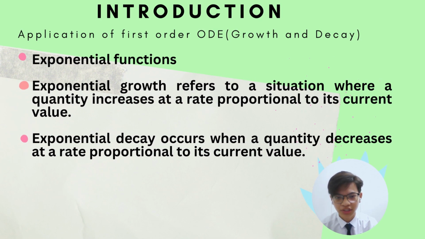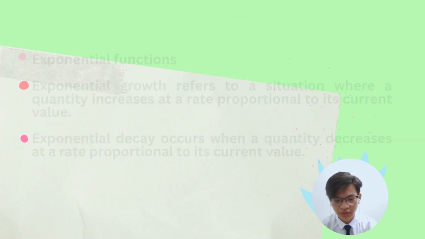Today I will be talking about the introduction for the application of first order ODE, which is growth and decay. It is an exponential function. In other words, exponential growth refers to a situation where a quantity increases at a rate proportional to its current value. Exponential decay occurs when a quantity decreases at a rate proportional to its current value.